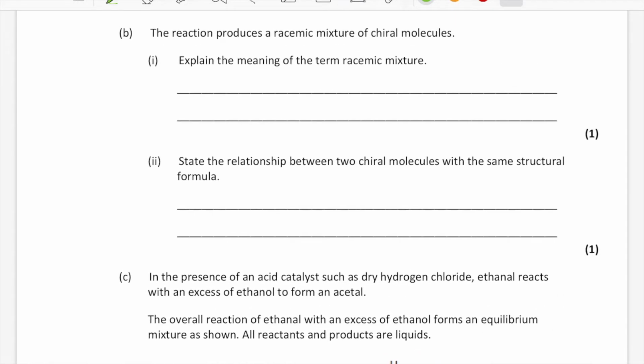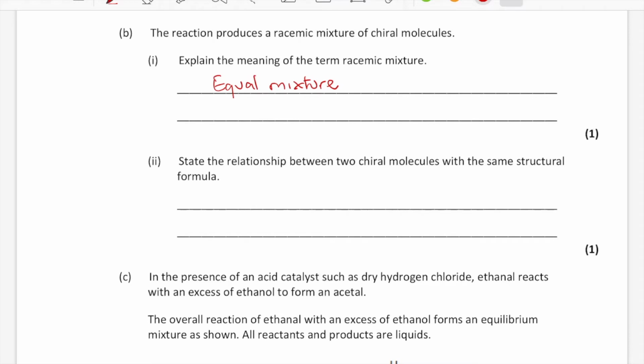So the reaction produces a racemic mixture of chiral molecules, and then it asks us to explain the meaning of the term racemic mixture. The key thing here is the racemic part of it, and our answer is going to be that there is an equal mixture. Well, that's slightly a tautology, isn't it? But it's the racemic bit that's important. Now, the equal is very, very important. So you must say equal, or make it very clear it's equal.